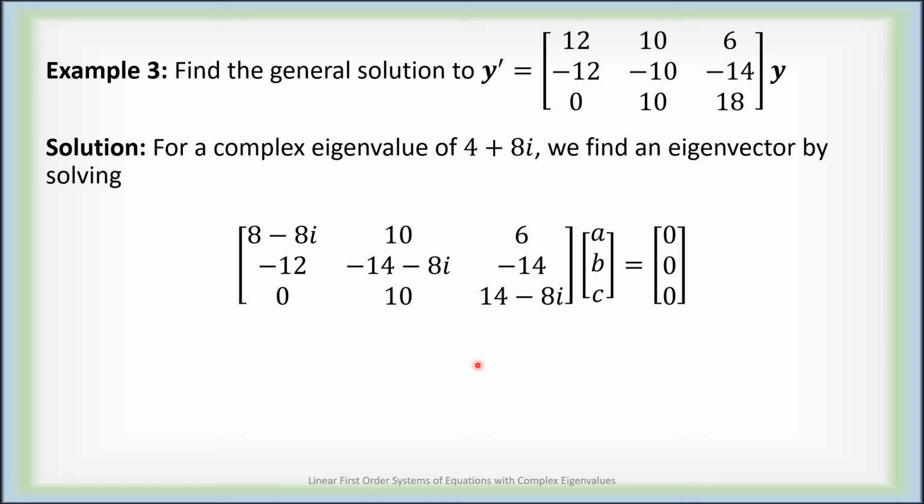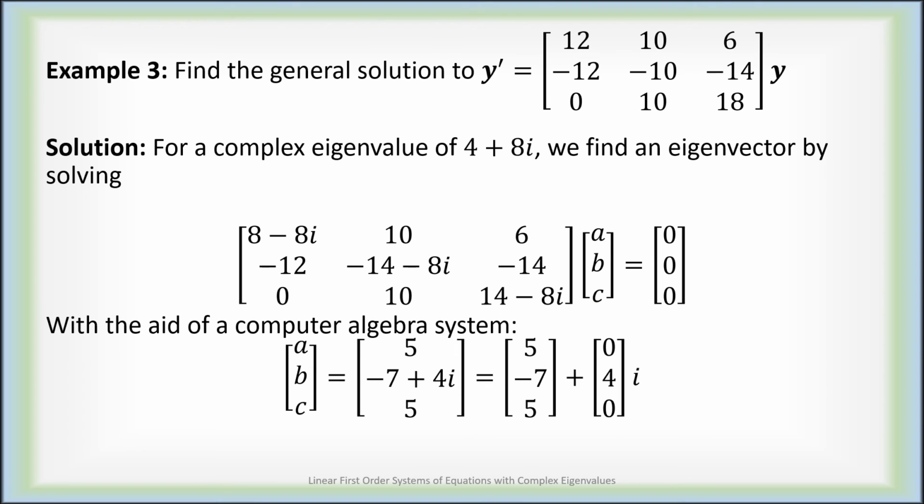So here is A minus lambda times the identity times the eigenvector should be 0. With the aid of a computer algebra system, again, we're speeding through this because we've solved these sorts of things a couple times now. One possible choice for an eigenvector, A, B, C, is 5, -7 plus 4i, and 5. But we want to split this up into a real and imaginary part. So the real part is 5, -7, 5, and the imaginary part 0, 4, 0. So here we have our eigenvector for this eigenvalue split up into its real and imaginary parts.